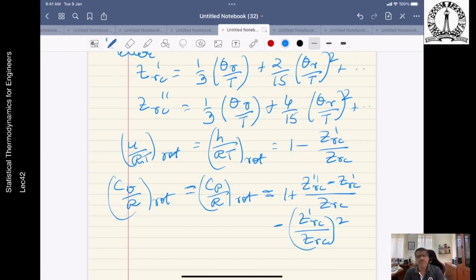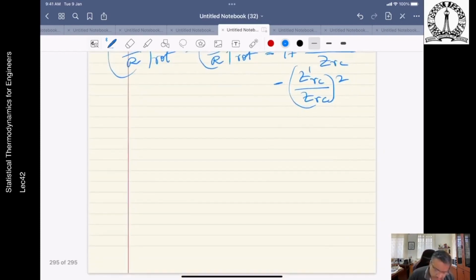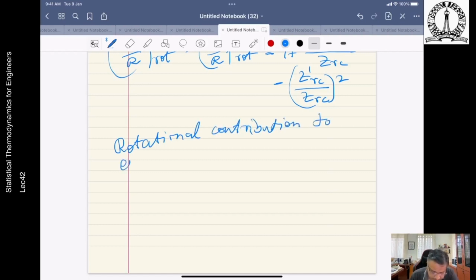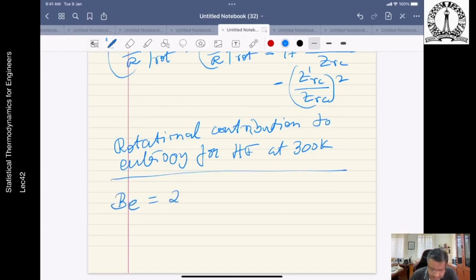Some of the unique features associated with the particle distribution over rotational energy levels can also be found. We can give this as study material. You can study the rest of the chapter, where you can find some of the unique features of these rotational quantum numbers. Now let's solve a problem: the rotational contribution to entropy, for example, for HF at 300 Kelvin. HF has a rotational constant, which you can find in the tables. It has a rotational constant B of 20.956 centimeter inverse.